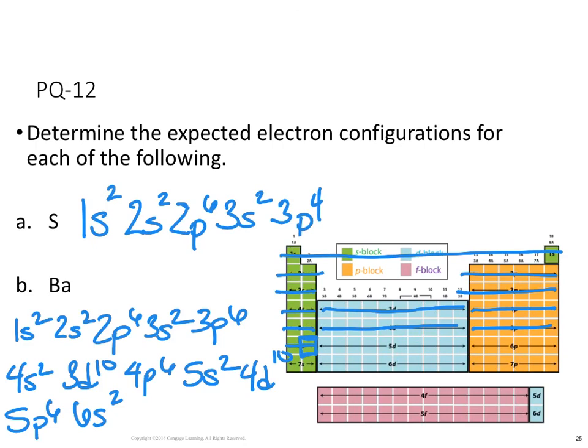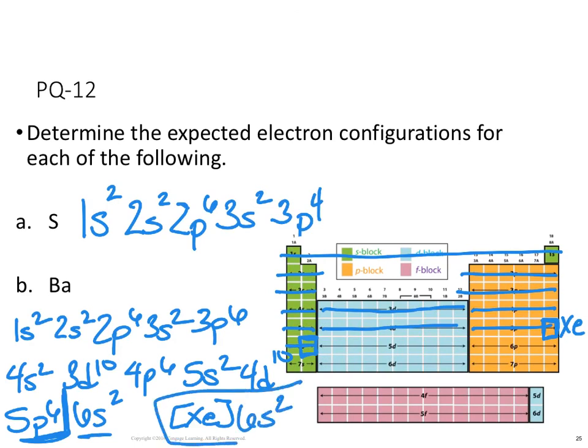A shorthand way of writing this is you can find the noble gas that is in the previous row, and in this case that is xenon. So I could write this with xenon in brackets, so that means everything with the electron configuration up to xenon. That stops with the 5p6, and what I have left is 6s2. So this right here would be another way you can write the electron configuration for barium.